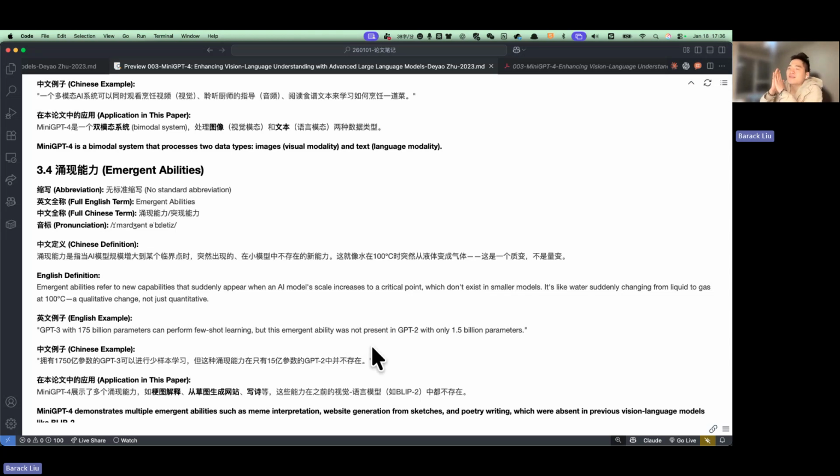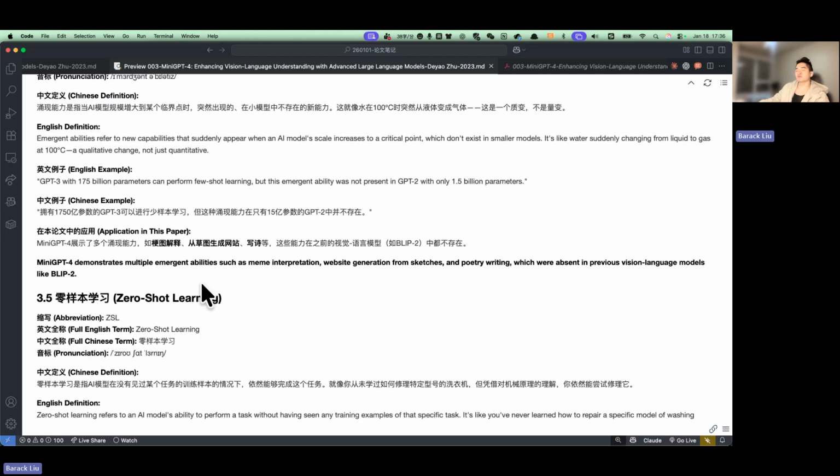GPT-3 with 175 billion parameters can perform few-shot learning. But this emergent ability was not present in GPT-2 with only 1.5 billion parameters. MiniGPT-4 demonstrates multiple emergent abilities such as meme interpretation, web generation from sketches, and poetry writing, which were absent in previous vision language models like BLIP-2.